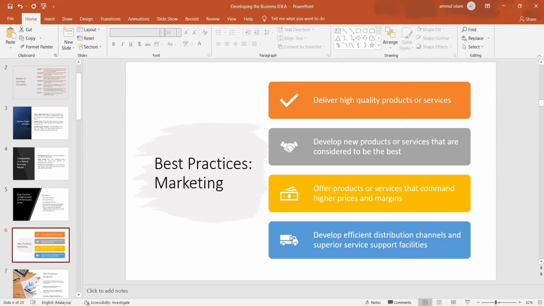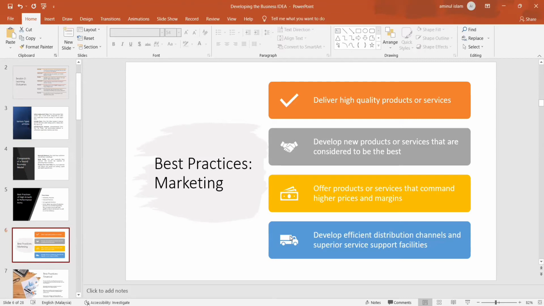All right. And number 4, develop sufficient distribution channels and superior service support facilities. There are two things here we need to remember. As a marketer, we have to make sure that our distribution is efficient. I'm very sure all of you are involved in online shopping now. A certain product you order and it arrives within 2-3 days, you feel very happy. And some product you order, it takes like 3-4 weeks. Definitely, you're not very happy with that, right?